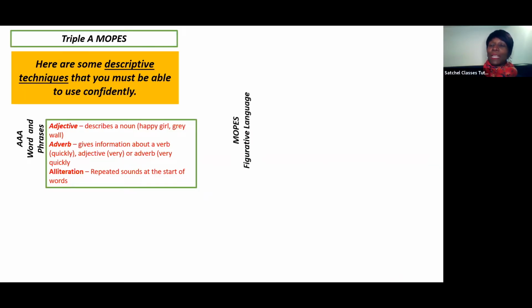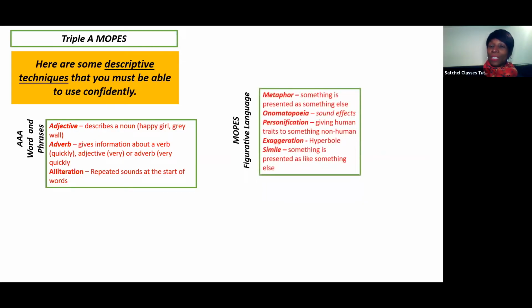The next one would be MOPES, or figurative language, and that stands for metaphor, showing something is something else, so it's indirect comparison. Onomatopoeia, that's sound effects. Personification, giving human traits and human characteristics to something that's non-living. Exaggeration, over the top language or hyperbole. And simile, saying like or as, a direct comparison.